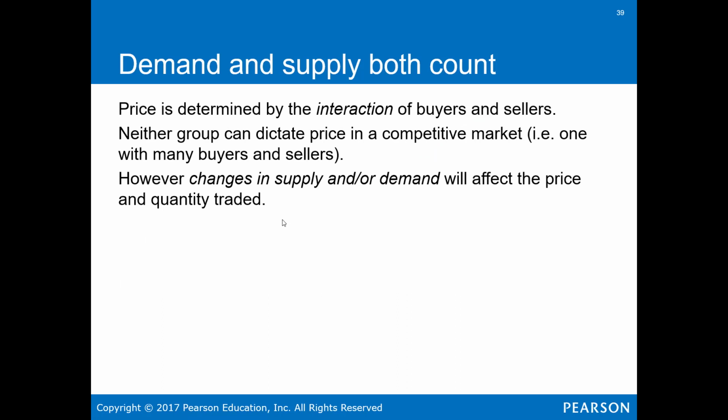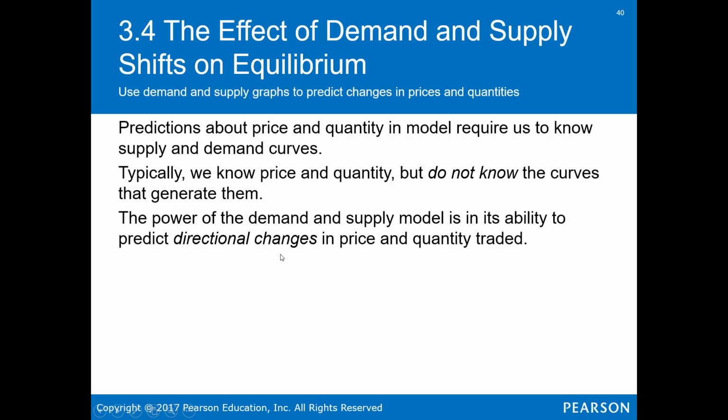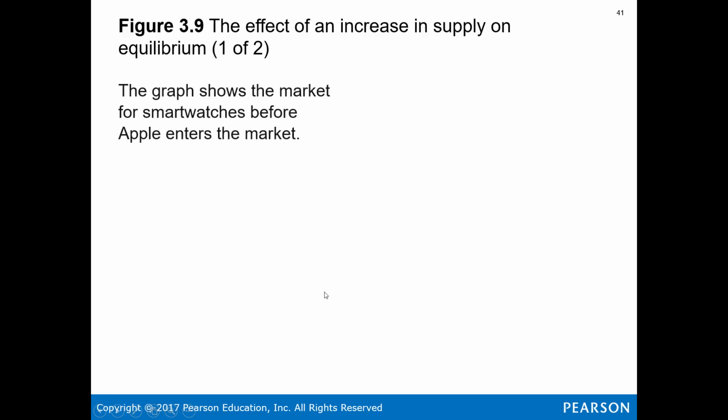Price is determined by the interaction of buyers and sellers. Neither group can dictate price in a competitive market. However, changes in supply and demand will affect the price and quantity traded. Predictions about price and quantity in the model require us to know supply and demand curves. Typically, we know price and quantity, but we don't know the curves that generate them. The power of the demand and supply model is the ability to predict directional changes in price and quantity being traded.